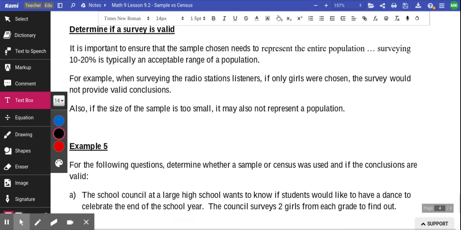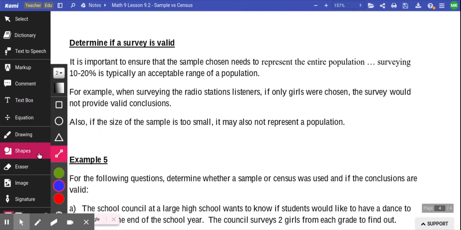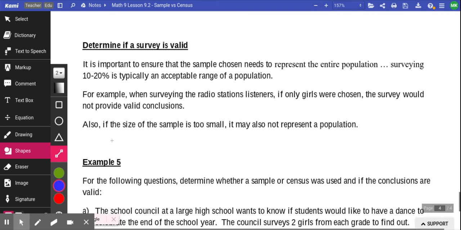Wonderful. Determining if a survey is valid. So if a survey is a census, it's almost always valid. When you're doing just a sample, we typically try to go for 10 to 20% of the population. And you definitely want to do some sort of randomness. If you have not enough people vote in a survey, then it kind of ruins the validity of that survey.